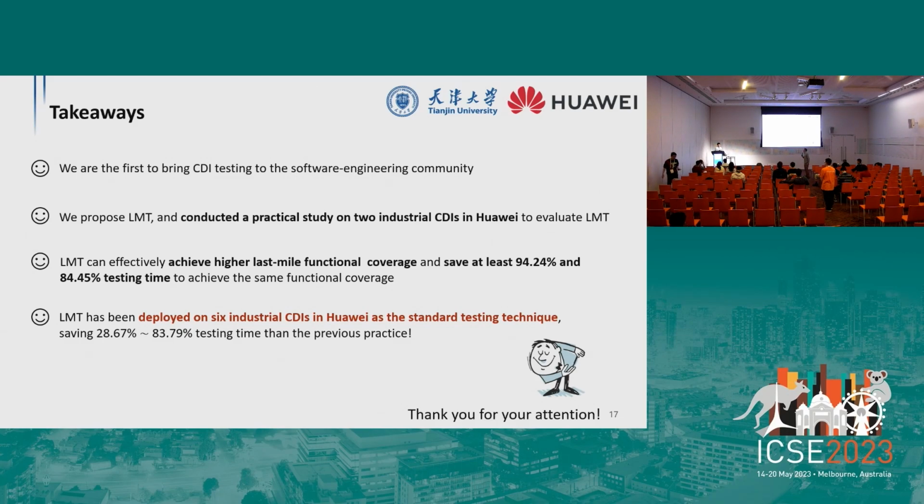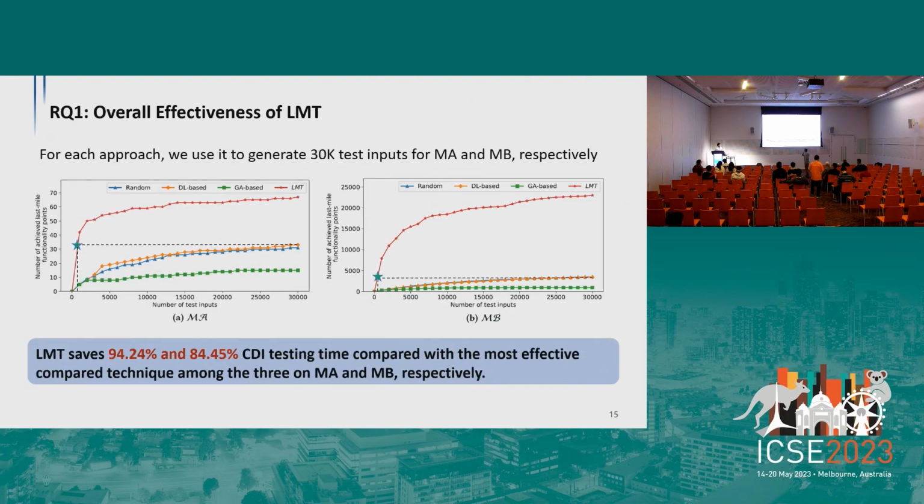Yeah, I had a question on your results. Could you go back one or two slides, to the graphs? Yeah. So the x-axis is always the number of test inputs. Did you also measure the effectiveness over the time that you need to generate these inputs?